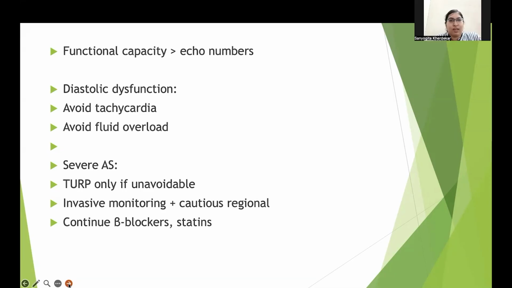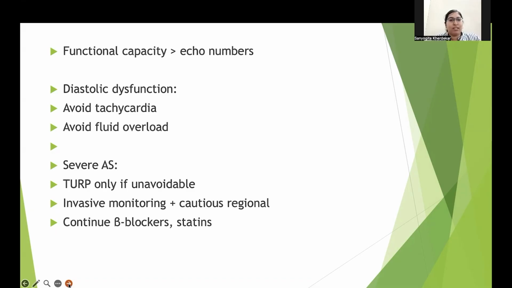Going by the echo numbers may not be as useful as looking at the functional capacity. Is the patient able to climb 2-3 flights of stairs? What is his usual daily activity? Then if the patient has diastolic dysfunction, we look at the echo and mostly we disregard this. But if the patient has diastolic dysfunction, these things have to be taken into consideration to avoid tachycardia and to avoid fluid overload. And in cases of severe AS, this is a specific case where TURP is done only if it is unavoidable. And even then, GA is more preferred.